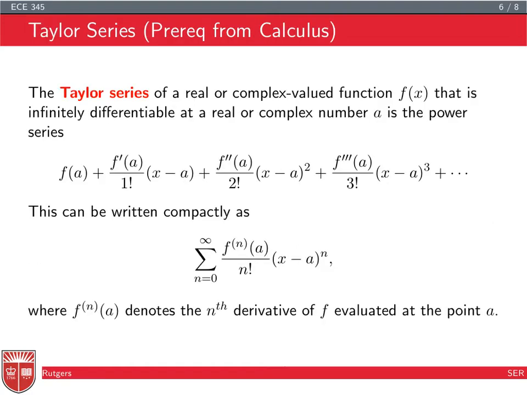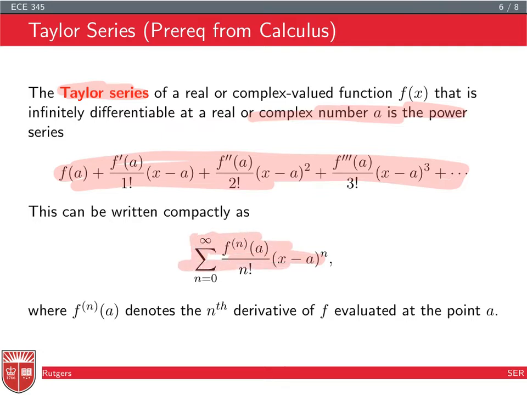So let me remind you, what do I mean by Taylor series? Maybe I'm going to give a slightly formal definition, but then I'll try to explain it in more detail. The Taylor series of a real or complex valued function f of x at a real or complex number a, so the Taylor series at a point a, this is important, is the following power series. You can think of it as an approximation of the function around a.